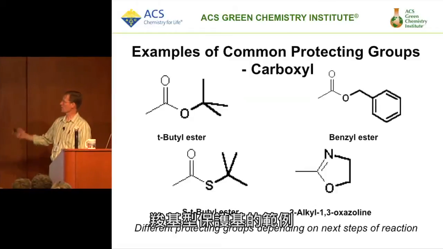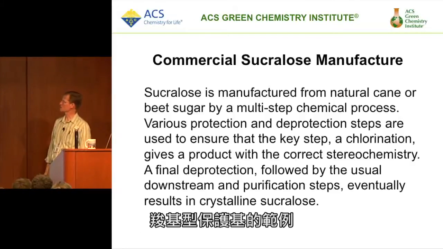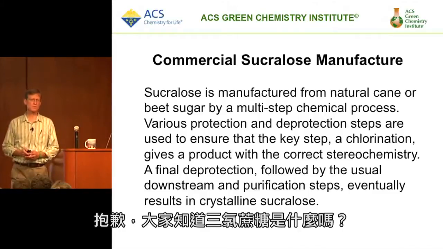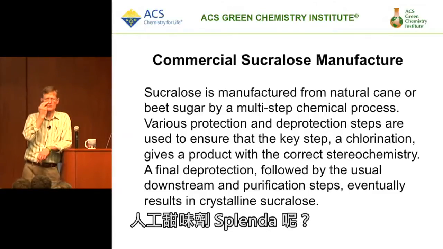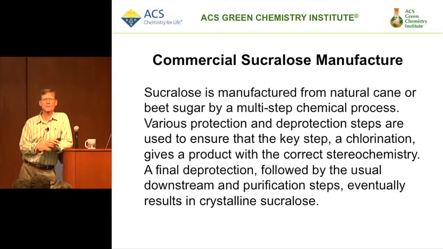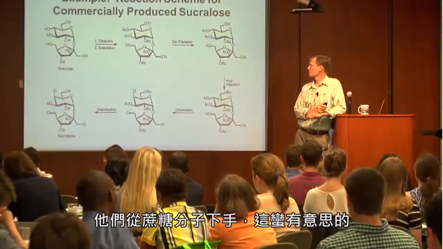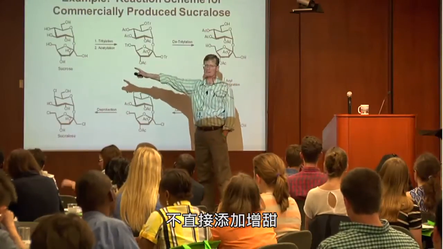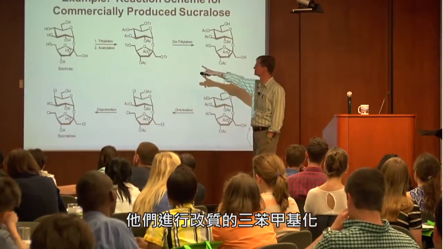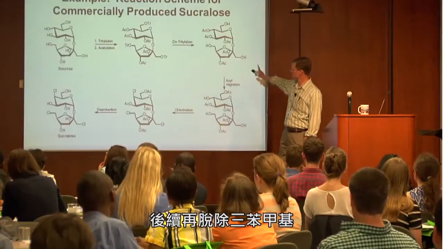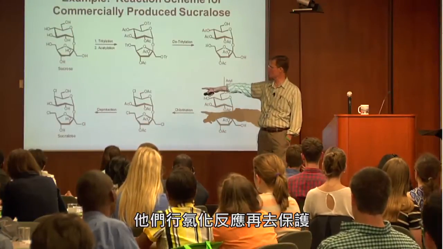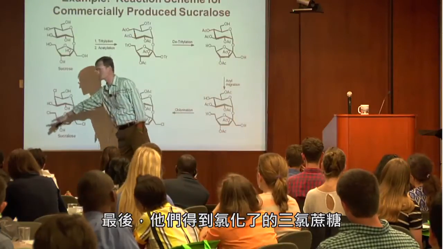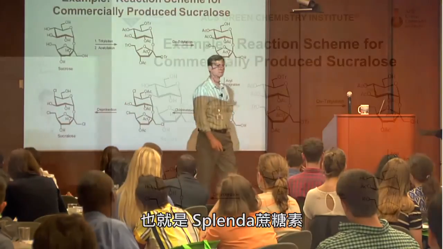Again, examples of carboxyl type protecting groups, and I just have an example of sucralose. So are you familiar with what sucralose is? Artificial sweetener, Splenda. And they start out with a sucrose molecule. It's kind of interesting. Rather than using that as a sweetener, they tritylate it, and then they detritylate it, and they chlorinate it, and then they deprotect it. So they end up with this chlorinated molecule, sucralose, which again is Splenda.